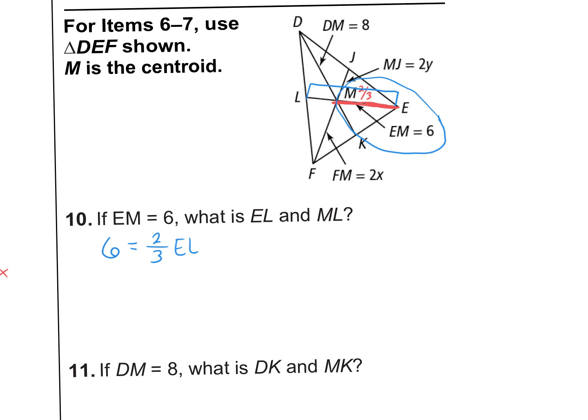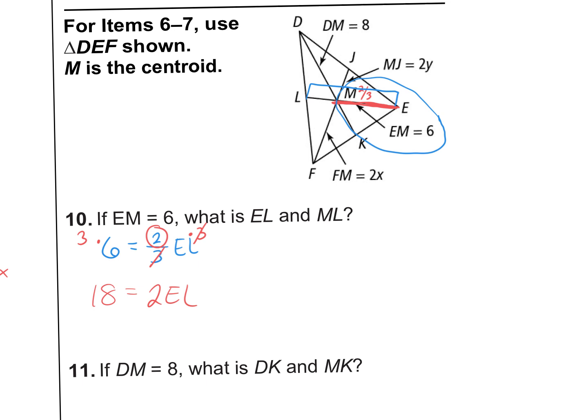We want to multiply by 3. We want to multiply that denominator to get rid of it. So multiply by 3. What's 3 times 6? 18. Okay, what a lot of people are doing is they're canceling this and they're calling this EL. Can I do that? No. What cancels out? The 3's cancel out. We still have 2. So 2 EL.